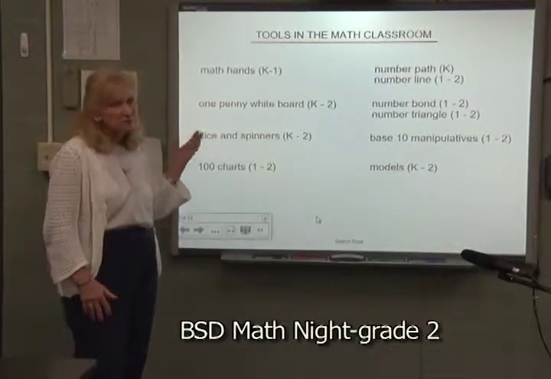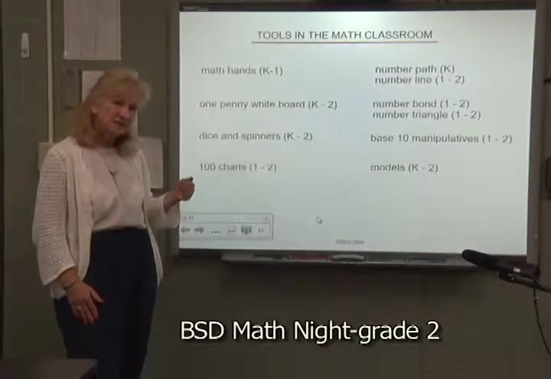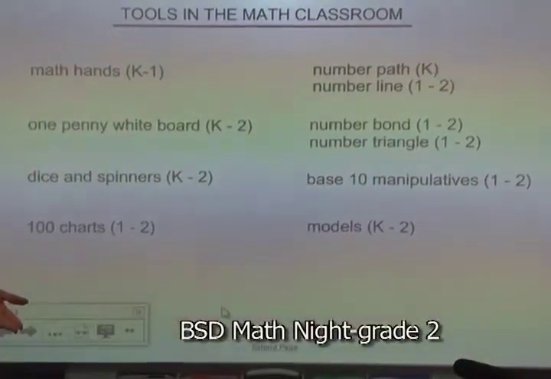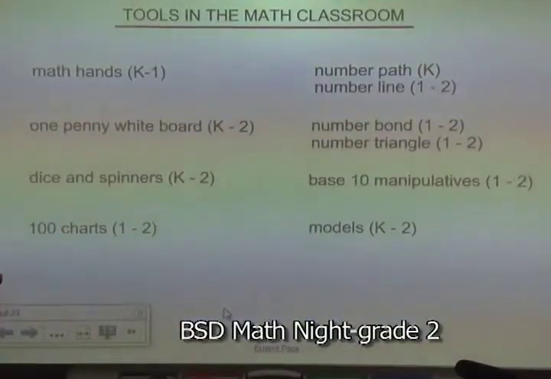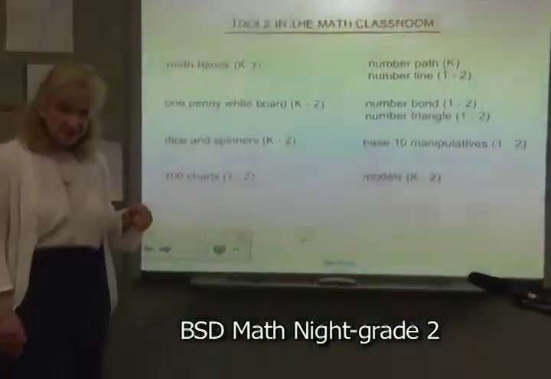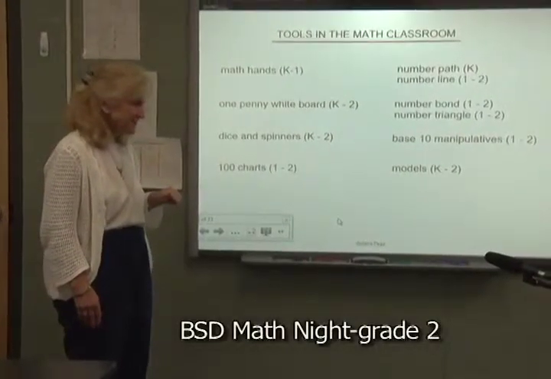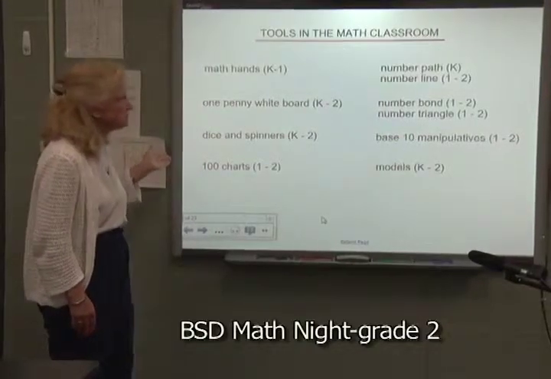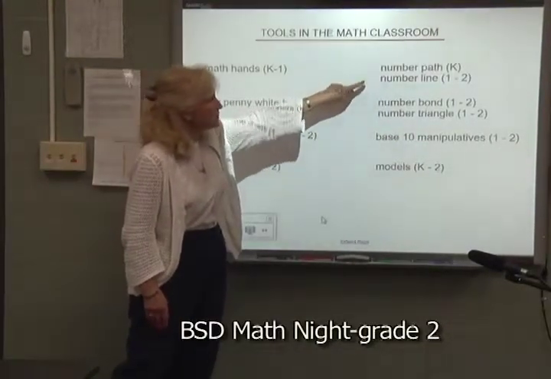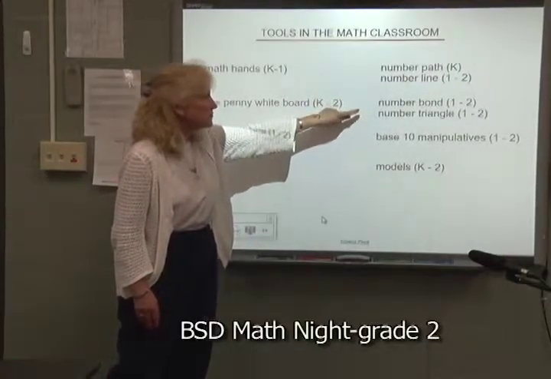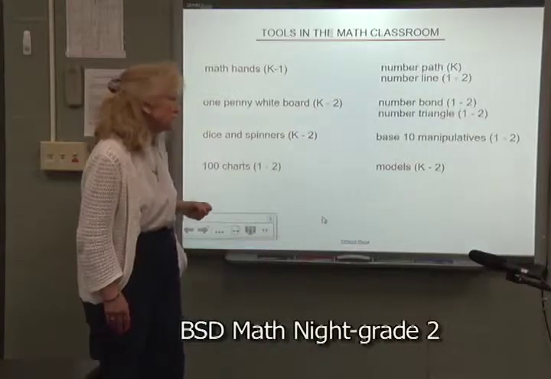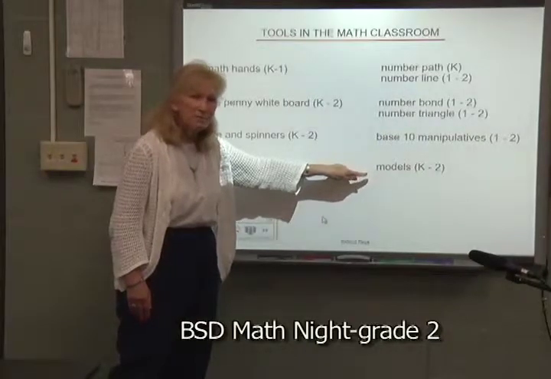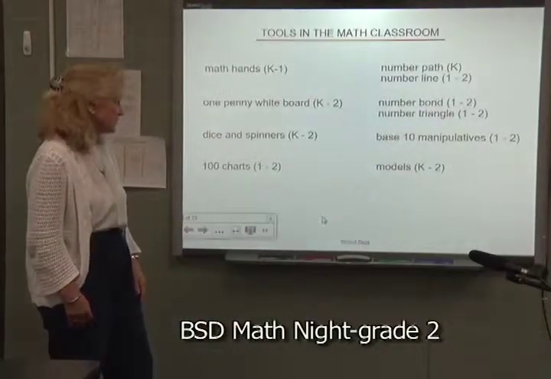Dice and spinners. These are not your dice that have the 1 to 6 sides. Most of the dice that K-1-2 use, we have a 0 to 9 die. We have a die with 20 sides, and we have place value dice: 0 to 9, 10 to 90, and then 100 to 900. The 100s chart, we'll see one of those in a little while. We'll talk about number paths and number lines, number bonds, number triangles. These are all about relationships for numbers, what base 10 manipulatives are and how they're used, and then we'll look at problem models for kindergarten, first, and second grade.